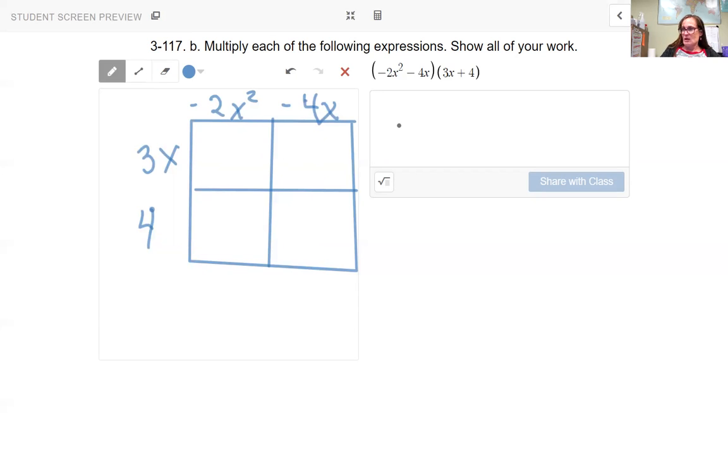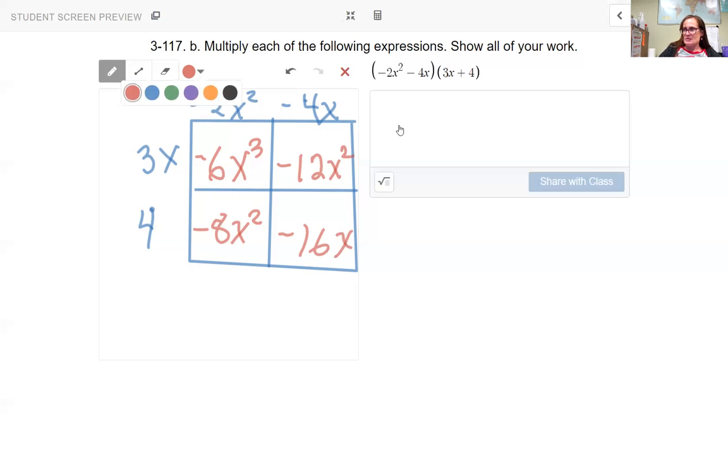Okay, so negative 2x squared times 3x. Negative 2 times 3 is negative 6. And x times x squared is x cubed. Now, negative 4 times 3 is negative 12. X times x is x squared. Okay, bottom row. Negative 2 times 4 is negative 8x squared. And then negative 4 times 4 is negative 16x.